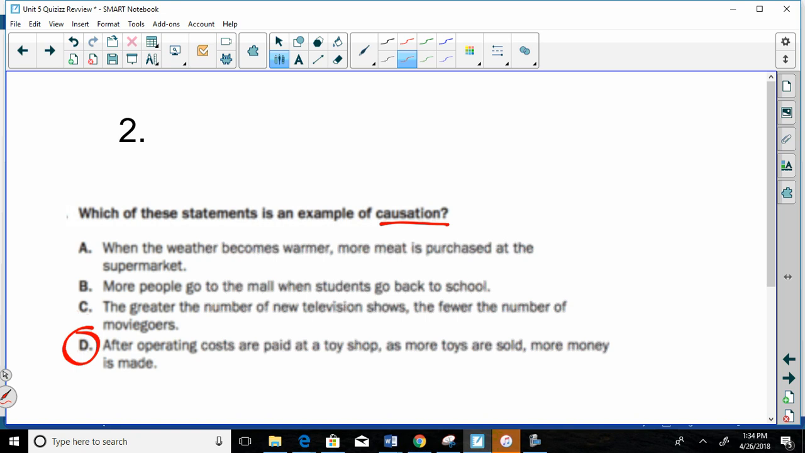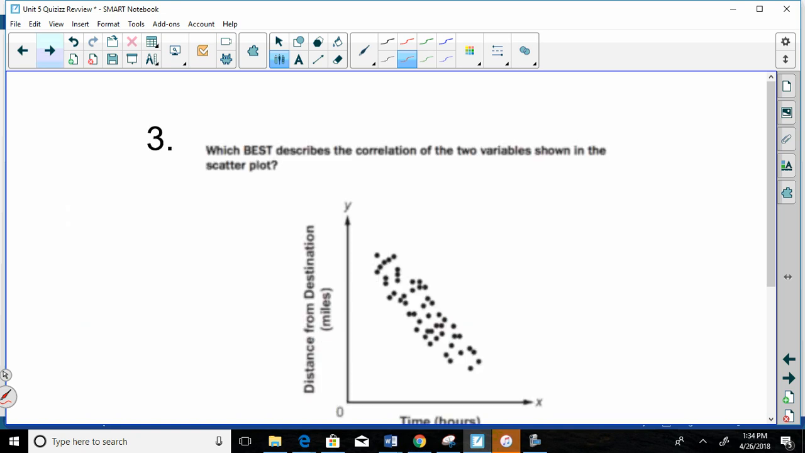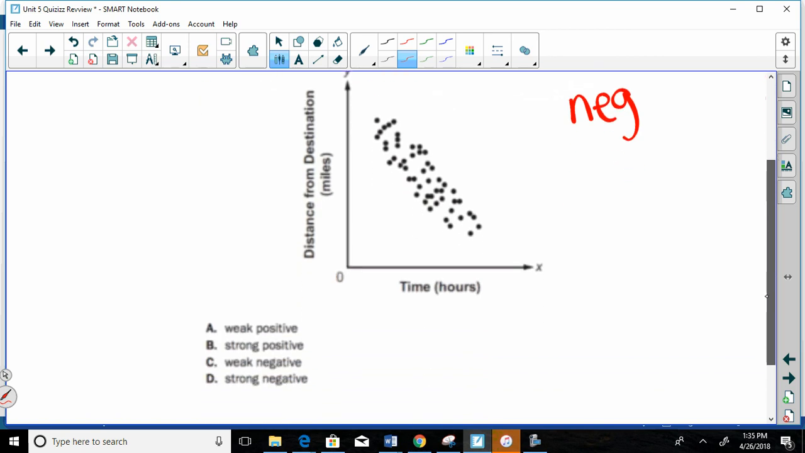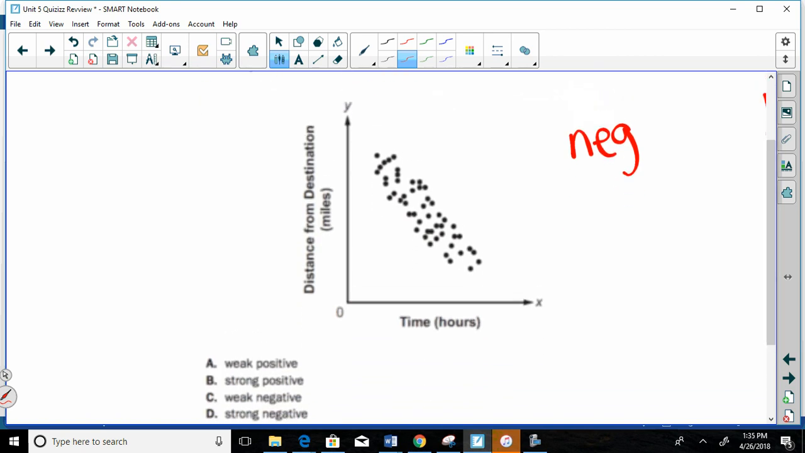All right, next one. They're asking about correlation. So what type of correlation is this? Negative, because it's going down, right? So we know it's a negative correlation. Is it strong or weak? It's pretty strong, right? Like if I were to draw this line, they're all pretty close to that line. So what's your answer? D.